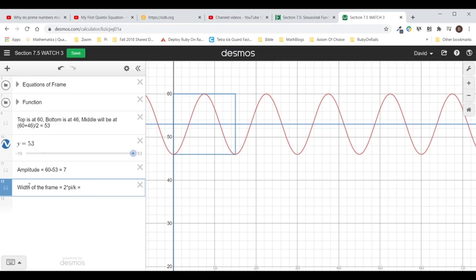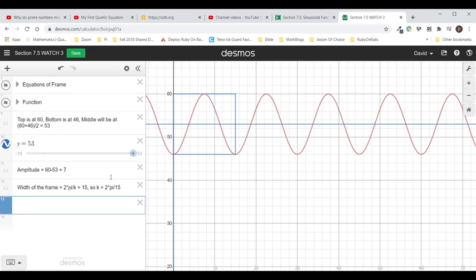Now, how wide is this box? Well, the box starts at 0. If I click over here just to get an idea, will it give me that dot? It will. It says it's at 15, so the width is actually 15. So I'm going to say 15 like this. So I'm going to solve for k. So k is going to be 2 pi divided by 15.